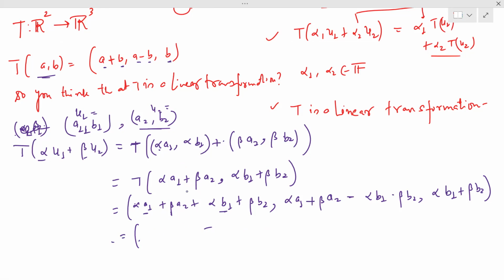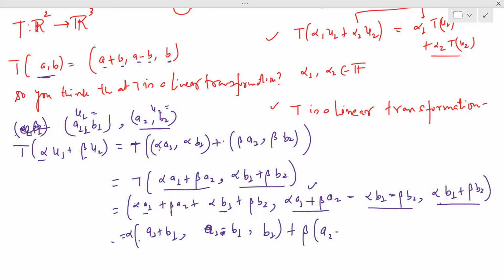If I'm adding them up, this is A, and this is B, and this is A, this is B, fine. I think this is B itself. Okay, so B is fine. Alpha B1 plus beta B2, right? So let me do one thing. I'll write alpha, and then this is A1 plus B1, comma, there is A1, then minus B1, right from here, and then I'll take this B1 here, and then beta. This is A2 plus B2. This is A2 minus B2, and then this is B2.